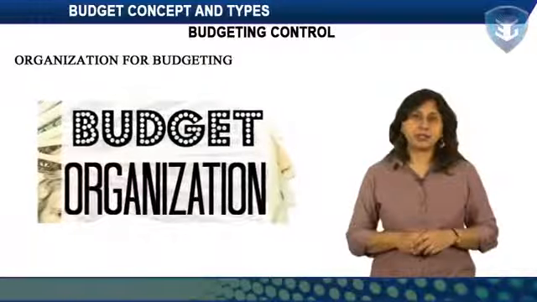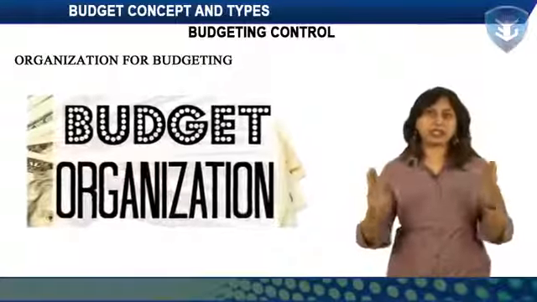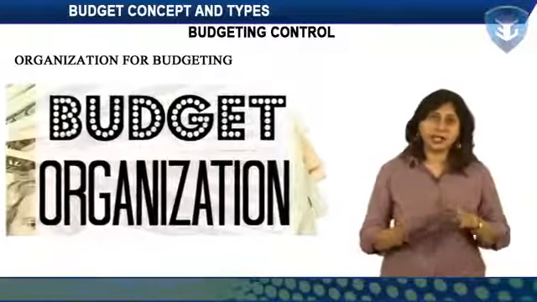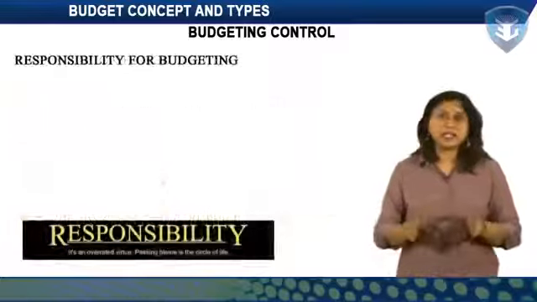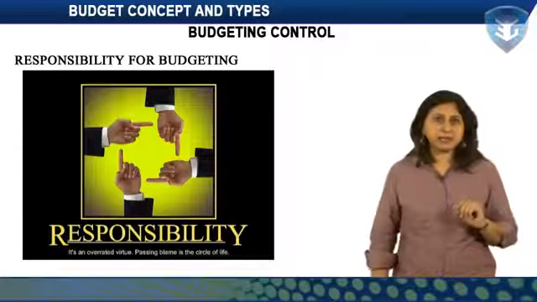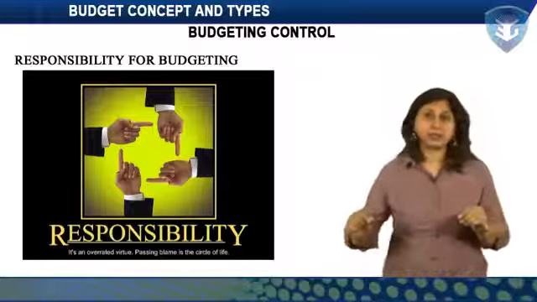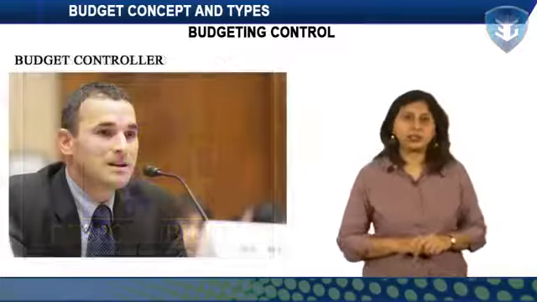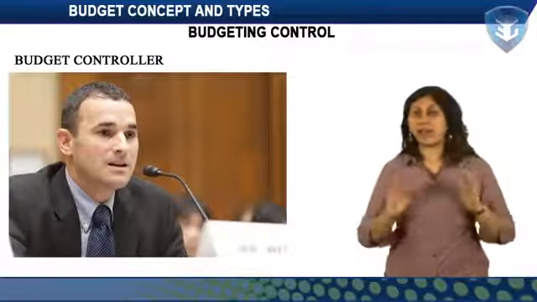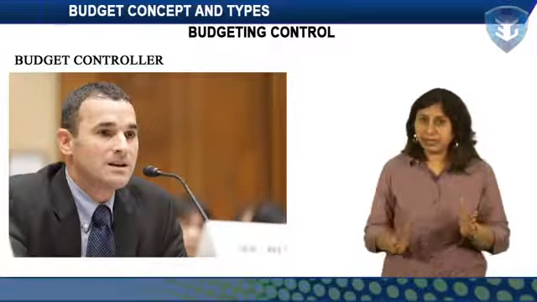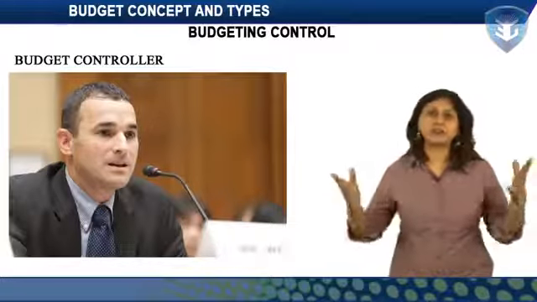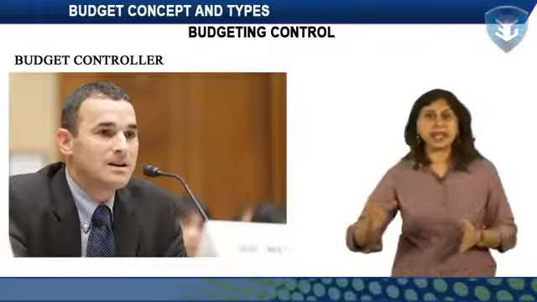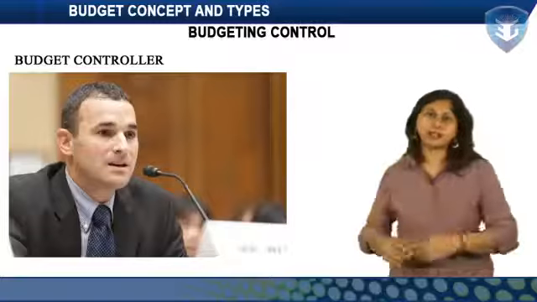Organization for budgeting. The setting up of a definite plan of organization is the first step towards installing a budgetary control system in an organization. Responsibility for budgeting. The responsibility for preparation and implementation of the budgets may be fixed as under. Budget controller. Although the chief executive is finally responsible for the budget program, it is better if a large part of the supervisory responsibility is delegated to an official designated as budget controller or budget director.